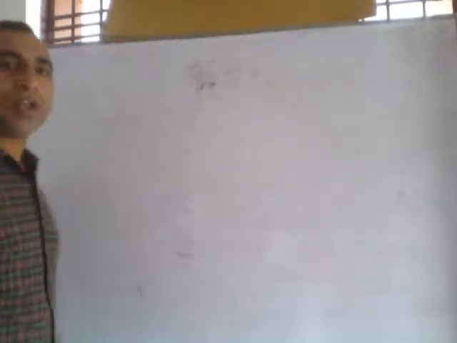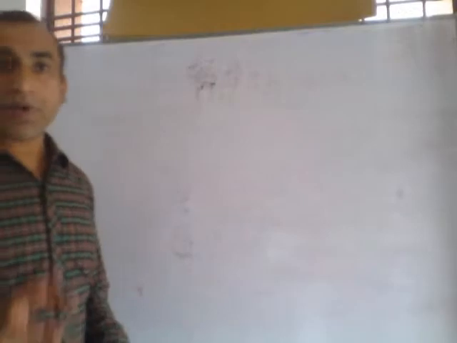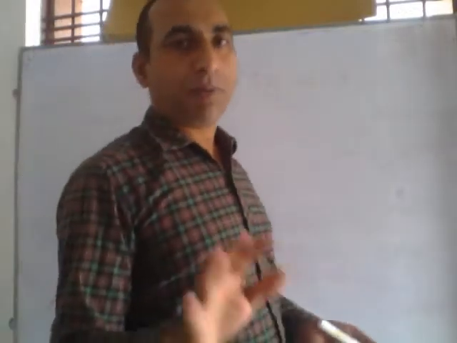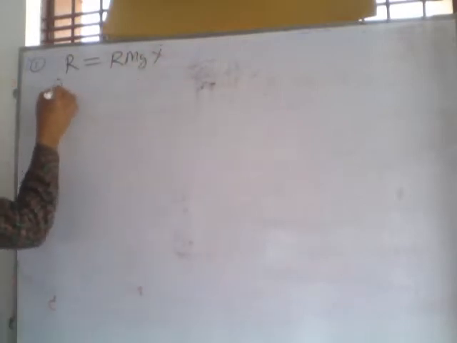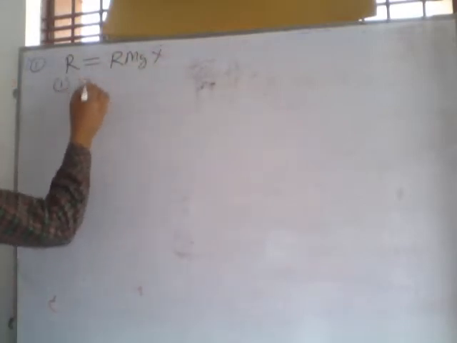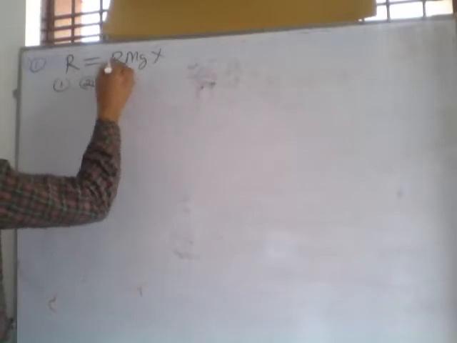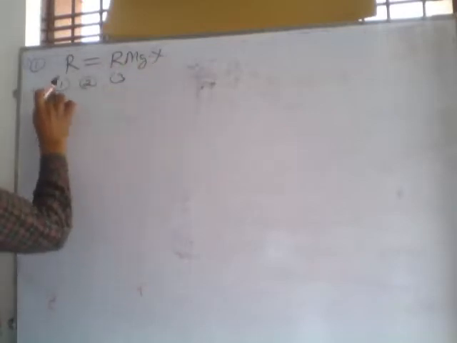Now the last topic: how can we prepare alcohol? Preparation of alcohol. There are different preparation methods. R, double bond, RMgX. This R means reduction, the double bond means alkene, and RMgX is called Grignard reagent. From these three different methods we can prepare alcohol.